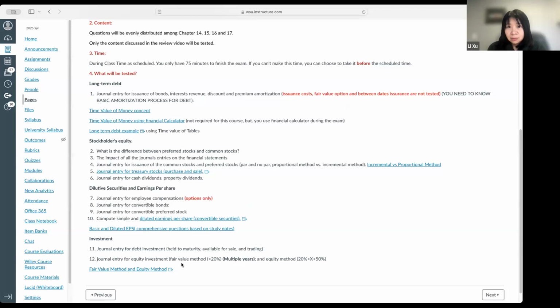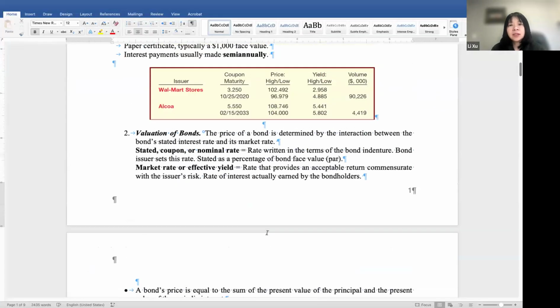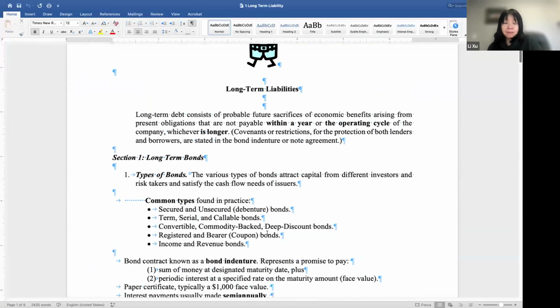Any questions? No? So if you have no questions, then I'm going to go over the study notes with you one by one. I will tell you where you should pay attention, where you can just skip it. Okay, so I'm going to first go to the first chapter, which is long-term bonds. Let me pull up. Okay, so everybody has this one open? Yes, thumbs up.